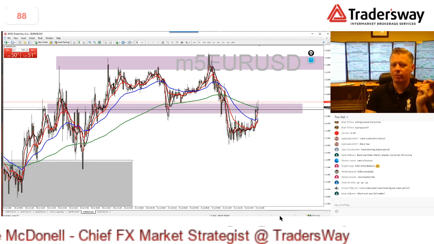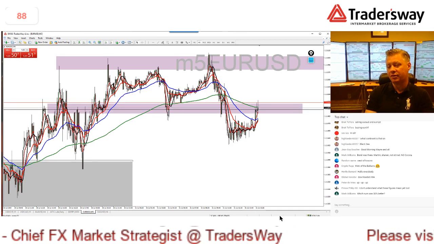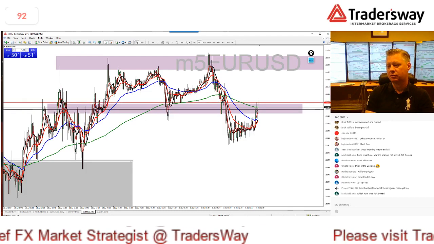Which number was 50% better? Well, they were expecting about 100,000, and we got 150,000. Not seeing much movement in U.S. Treasury futures following the ADP data.